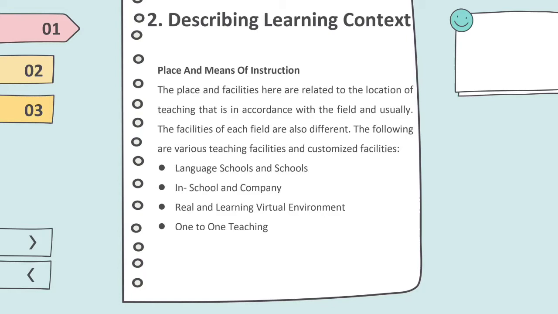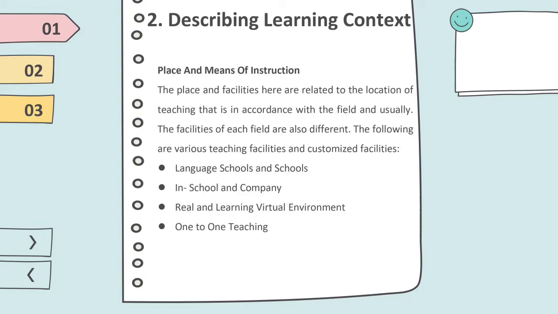Next, real and virtual learning environment. The development of high-speed internet access has helped create new virtual learning environments where students can learn even when they are literally thousands of miles away. Okay, the last, there is one-to-one teaching. Oh no, this is not my point of describing learning context.